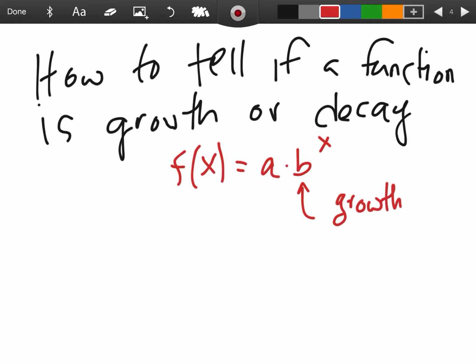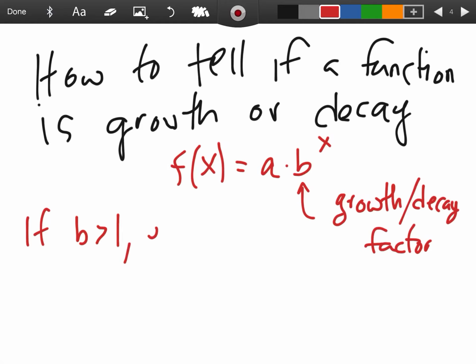We've talked about how this is our growth factor before. We could think of it as a growth or decay factor. That's the number that we're multiplying by each time to then get to the next number. So, I'm multiplying by 2, I'm multiplying by 3. Well, then it's increasing if you're multiplying by a number greater than 1. So if b is greater than 1, it's exponential growth.